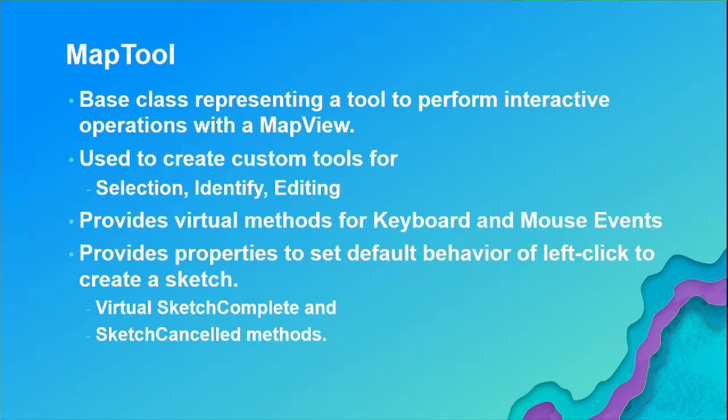The map tool is a base class, it's an abstract base class, and it represents a tool used to perform interactive operations with a map view. You can use a map tool to select features, identify features, and to create custom construction and editing tools. It provides virtual methods for keyboard and mouse events, and it also has a collection of properties that you can use to configure the default tool behavior. It has callbacks for sketch complete and sketch cancelled operations.